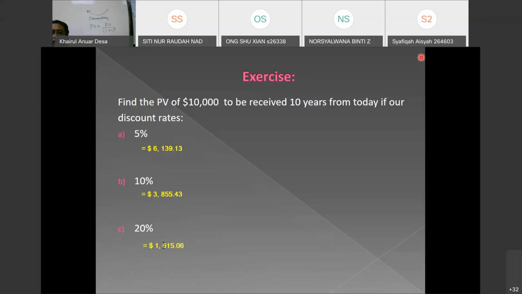All right, thank you, Roda. And the rest. Okay, any question? Boleh dapat semua? Atau ada yang masih terkapai-kapai untuk mencari jawapan?